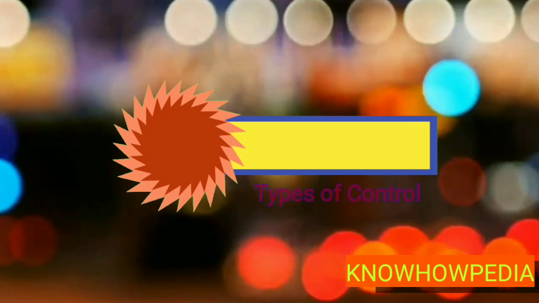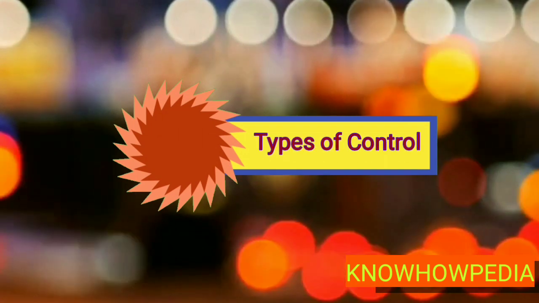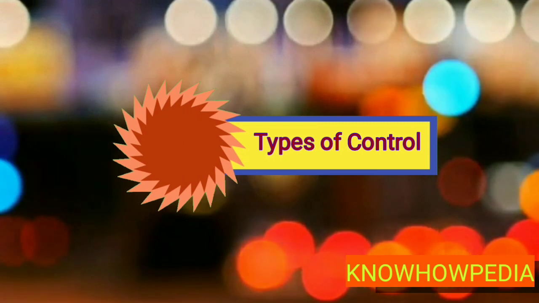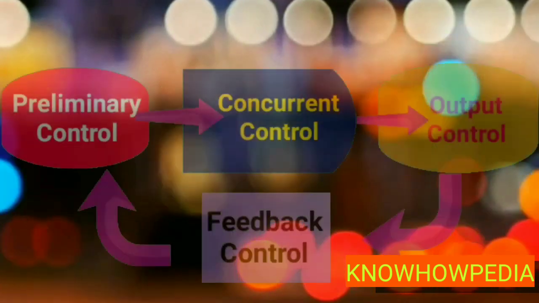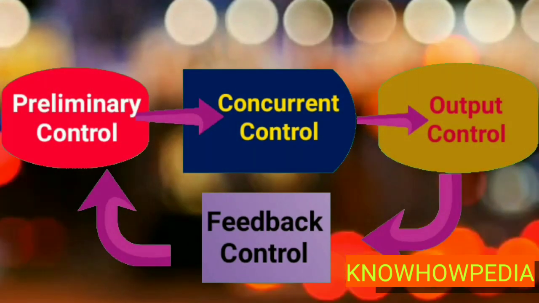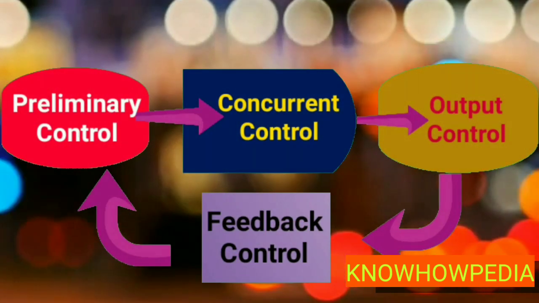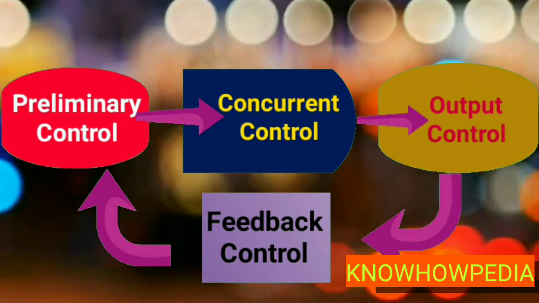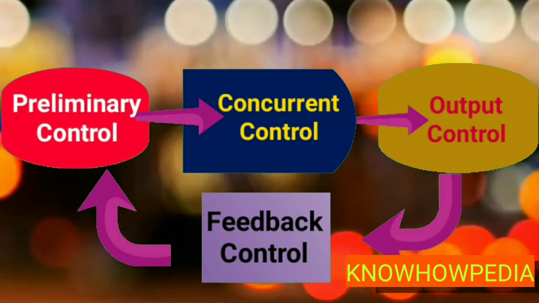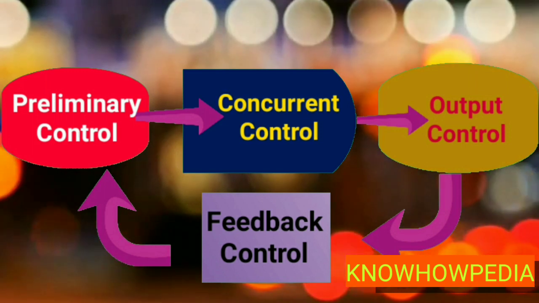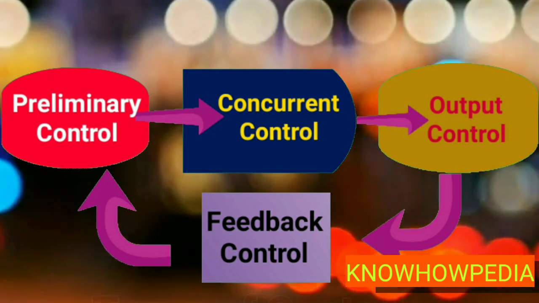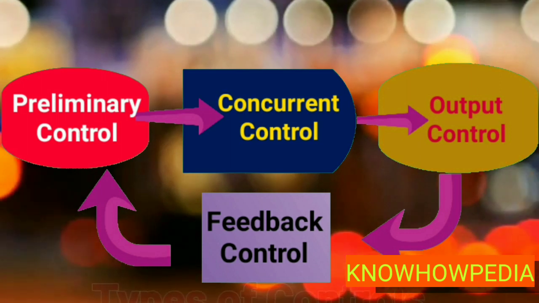Next, we'll talk about the different types of control, and in the above diagram, which is in the video, you can see there are 4 types of control. The first type of control is called preliminary control. The second type of control is called concurrent control. Then we have output control, and finally feedback control.